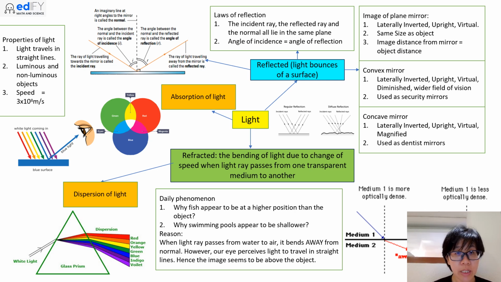drawing is like. Okay, so normally for the questions they will ask, number 1, they will ask you to label. So you see the dotted line here, what is this? It is the normal. Number 2, the incident ray. Number 3, the reflected ray. Number 4, angle of incidence, which is between the normal and the incident ray. And the angle of reflection, which is between the normal and the reflected ray.